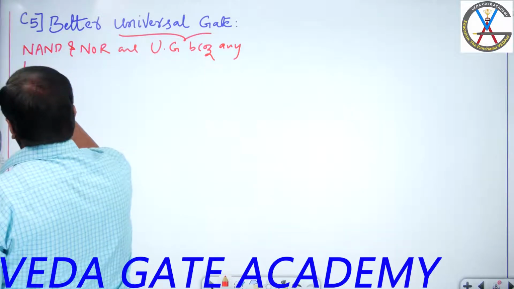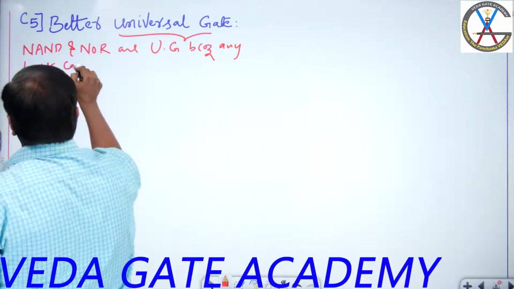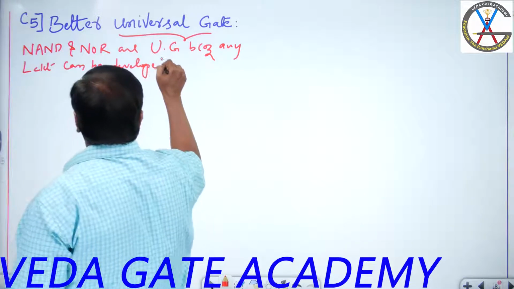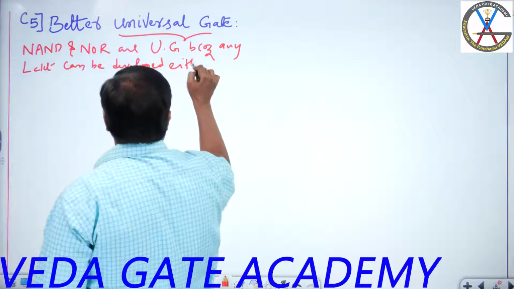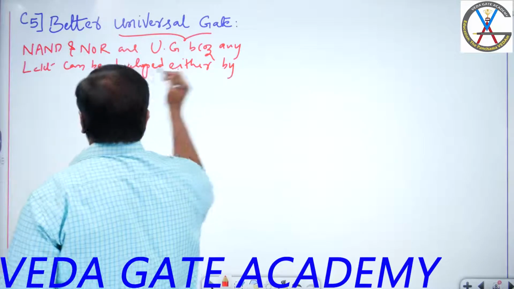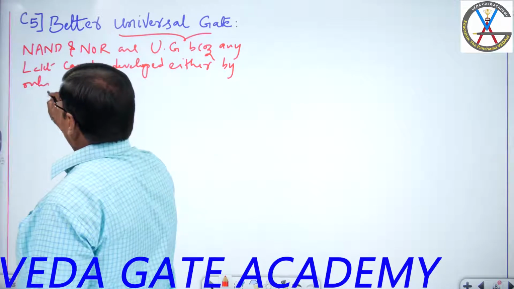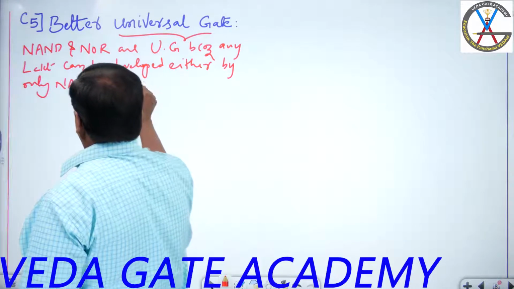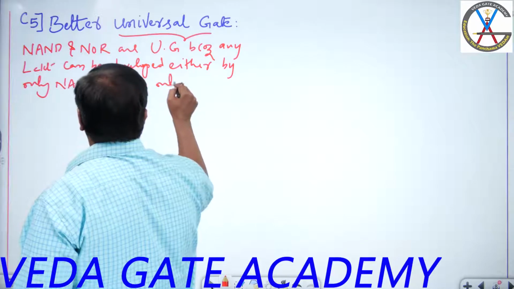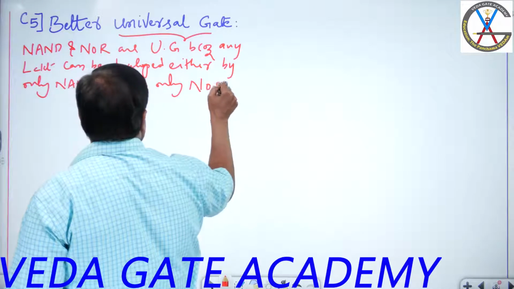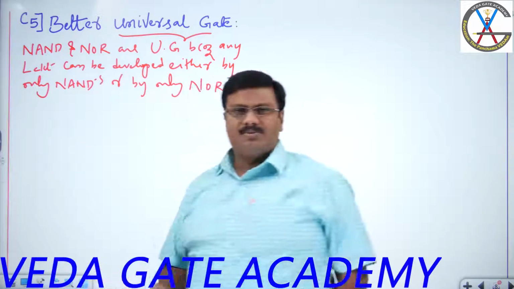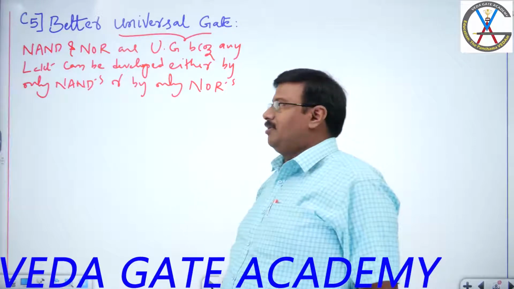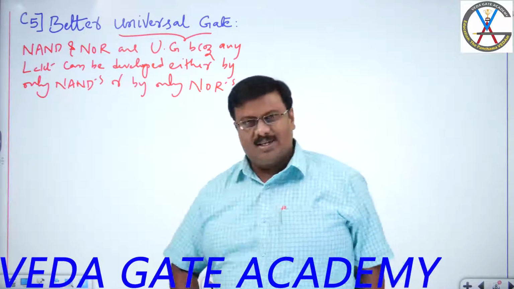any logic circuit can be developed either by only NANDs or by only NORs. With a combination of only NANDs or a combination of only NORs, you will be able to develop any logic circuit. Hence they are called universal gates.